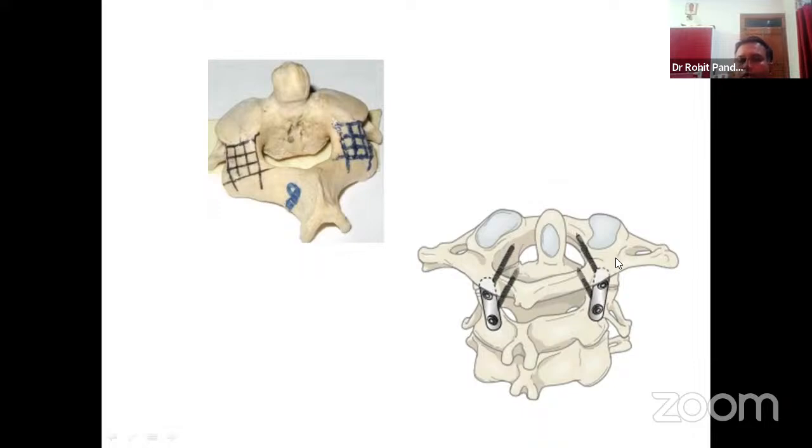So his construct looks like this. The C1 screws are inserted in the usual classical fashion, which I said is 1 to 2 mm above the C1-C2 joint, directed cranially and medially. The C2 screw is introduced in the superior and medial quadrant. As the entry point of the C2 screw is cranial and medial, the risk of vertebral artery injury is less.